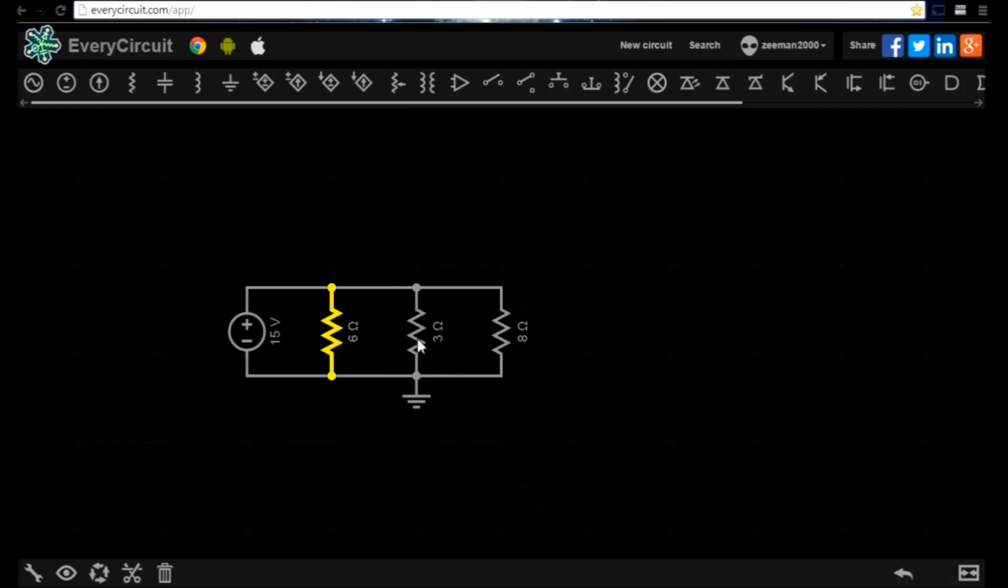Resistor 2 is 3 ohms. And resistor 3 is 8 ohms. Now we start the simulation. Notice that the current drops as it passes through each resistor, but the voltage stays the same. Let's look at how this is calculated and how we find the total resistance on the parallel circuit.